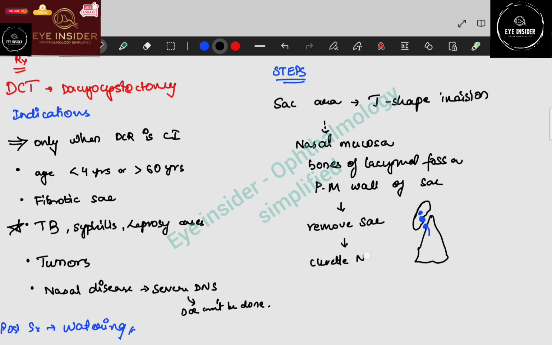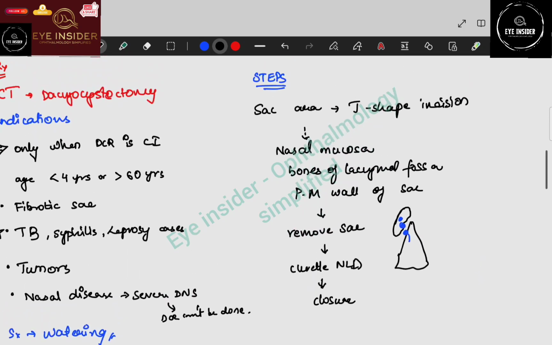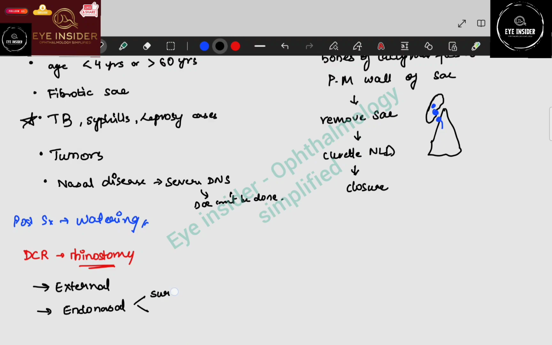So these were the steps of lacrimal dacryocystectomy. Then the wound is closed in 2 layers. Coming to what is DCR, that is dacryocystorhinostomy. Based on how it is performed, it can be divided into external, endonasal or endocanalicular, and endonasal can be divided into surgical or laser.